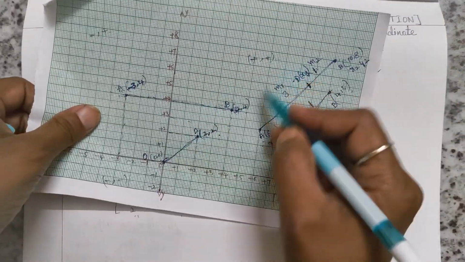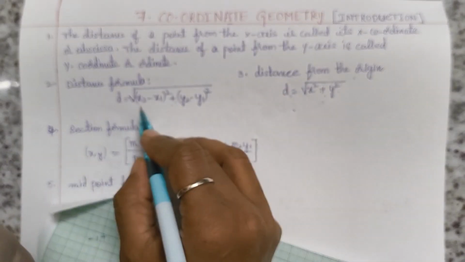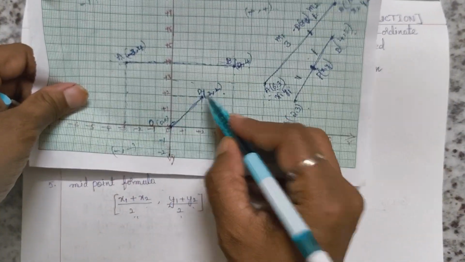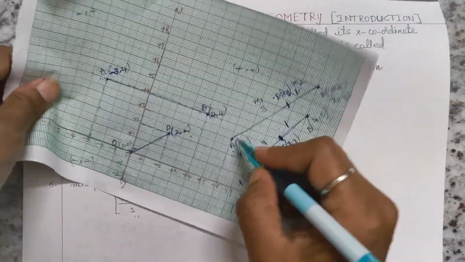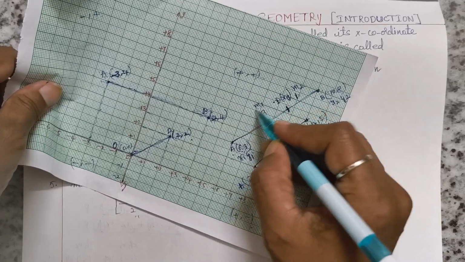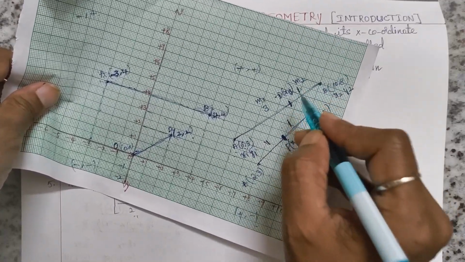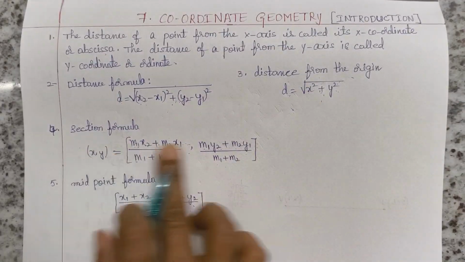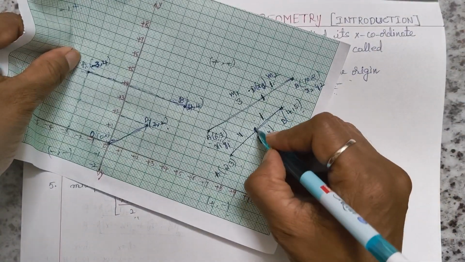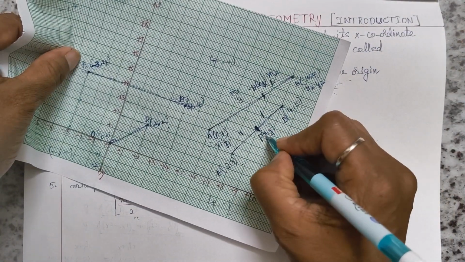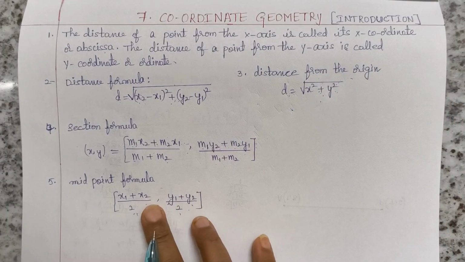Next, this is distance. If there is a distance like this, we will use the first formula. If it is the distance from the origin, the second formula. Next, like this 3:1 ratio, 4:5 ratio, dividing in some ratio, we will use the third formula, the section formula. The fourth formula, what is it? For any line's midpoint, finding these coordinates we will use the fourth formula.